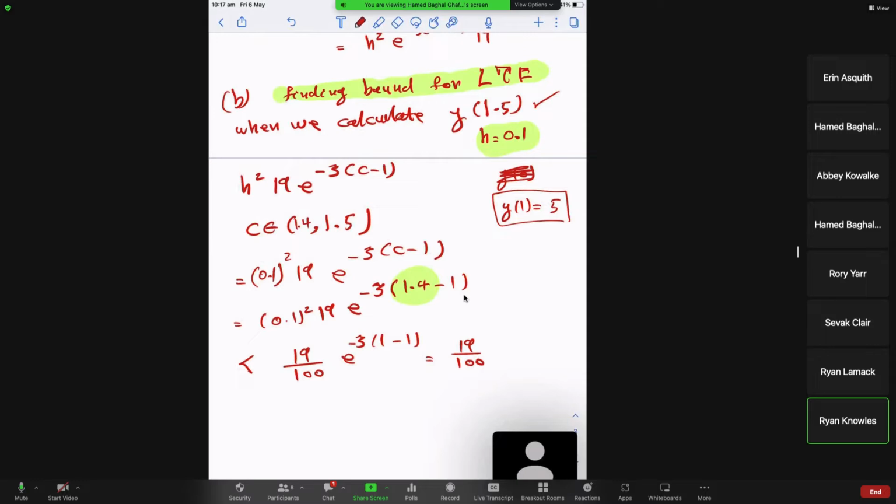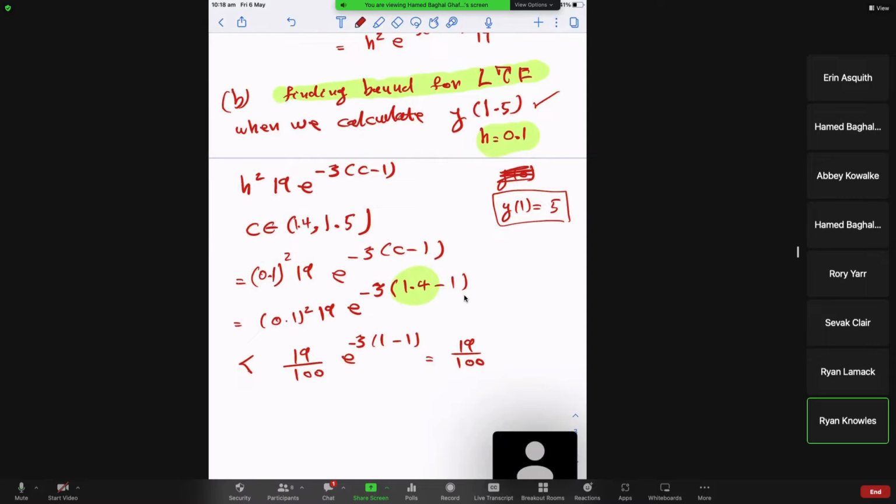Because I'm going to find the upper bound, and this exponential function is like this one, so C lives here. I choose 1.4. This is the answer of my problem. But because calculating the exponential is hard, I'm going to say that instead of 1.4, I choose 1. So this will be bigger than this one.